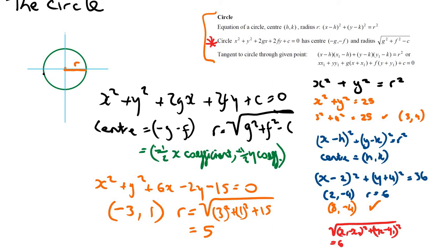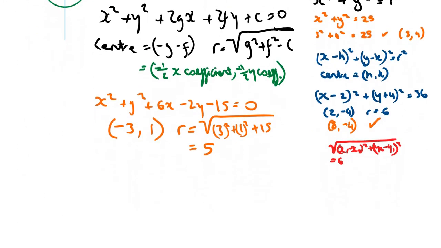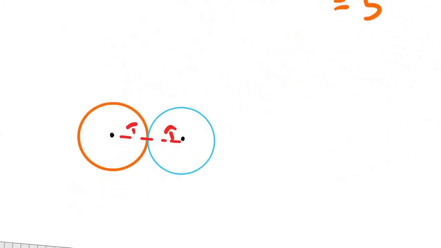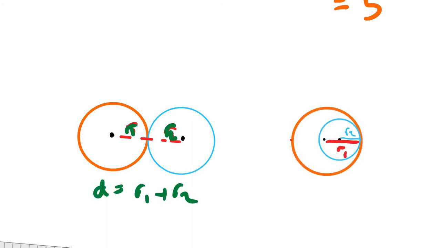For example, if you're told that two circles touch externally, then you're going to have to think about that and see, well, how does that situation arise? Well, if two circles touch externally like this, then if that's the radius of one and that's the radius of the other, then the distance between the centers is going to be equal to the sum of the radii. But if they touch internally, then the distance between the two centers is equal to the difference between the radii.